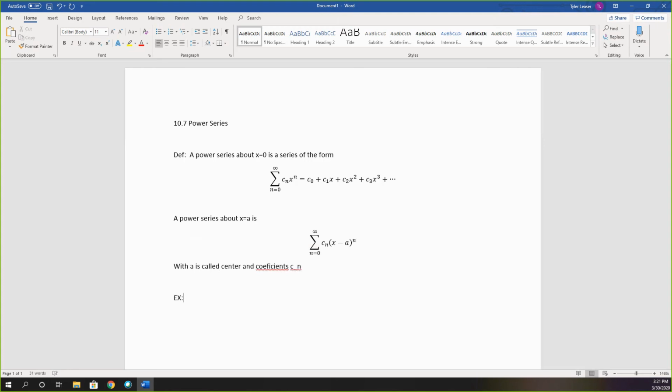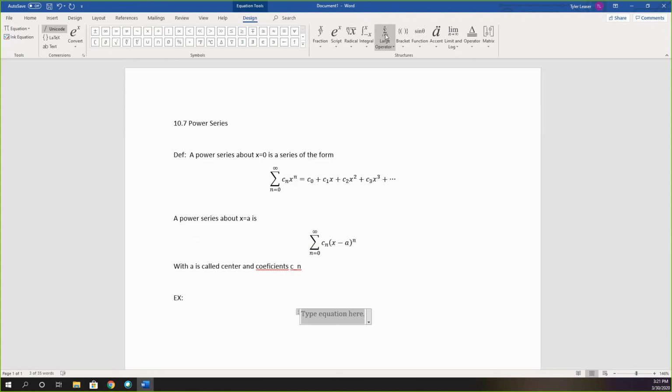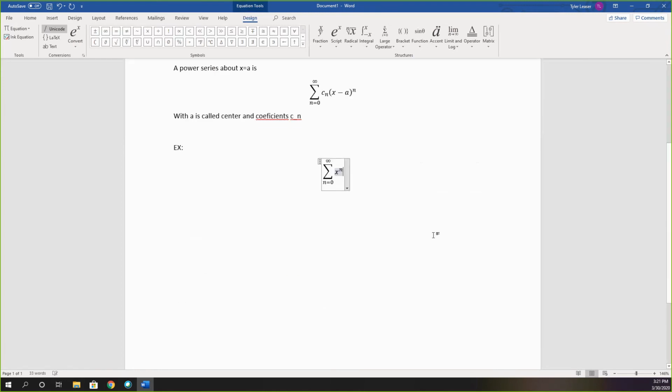So just a quick example of a power series here. Let's look at the most basic power series that we can do. This will be the series n goes from 0 to infinity of just x to the n with 1s as coefficients out in front. So to write out a few of these terms, 1 plus x squared plus x cubed, forever and ever and ever.